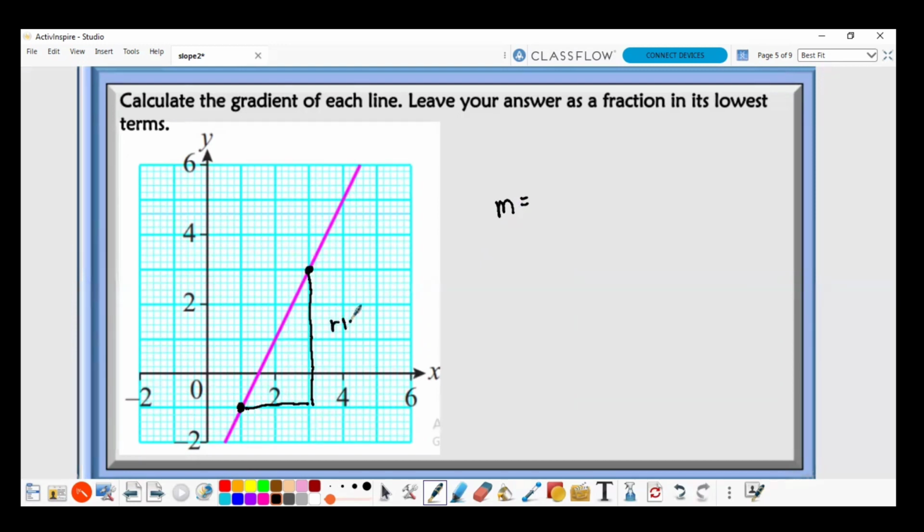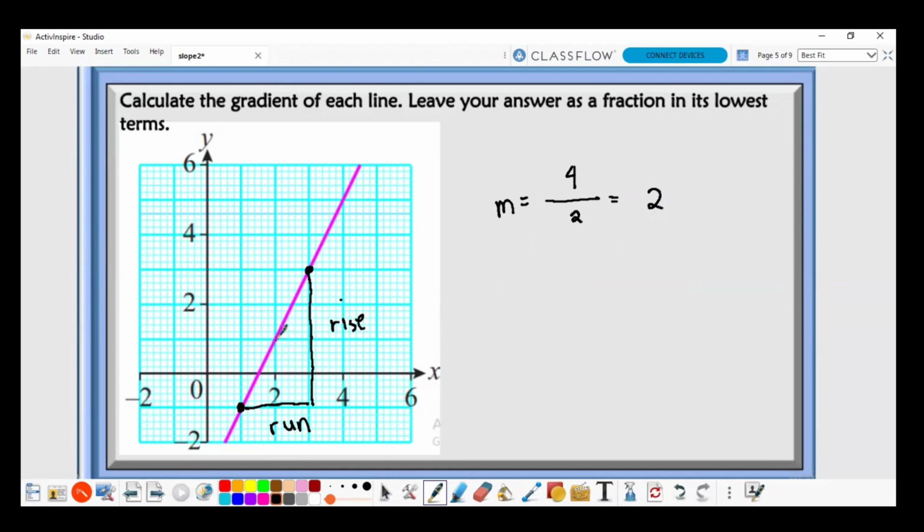So let's count what will be the rise and then the run. So our rise here is we have 1, 2, 3, and then 4 units. And then our run is 1, 2. So 4 over 2, so that will be 2.